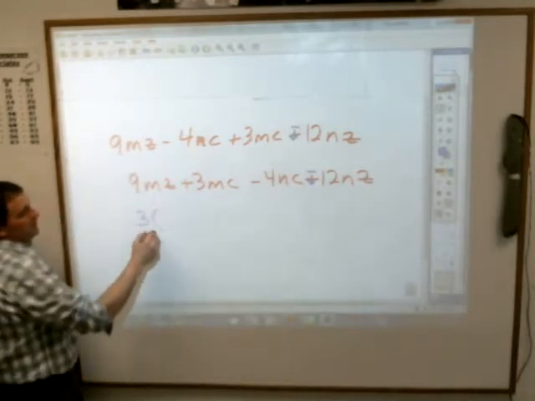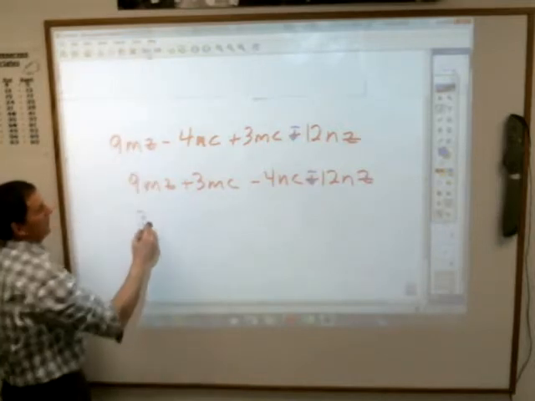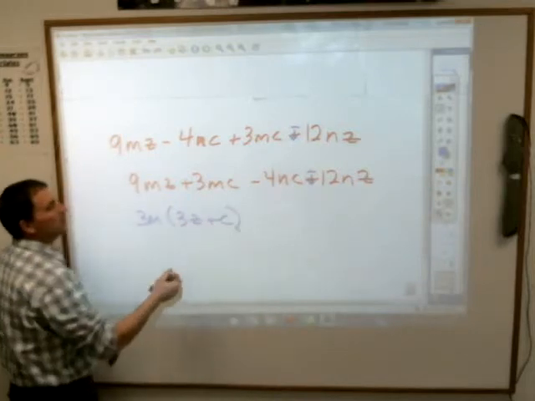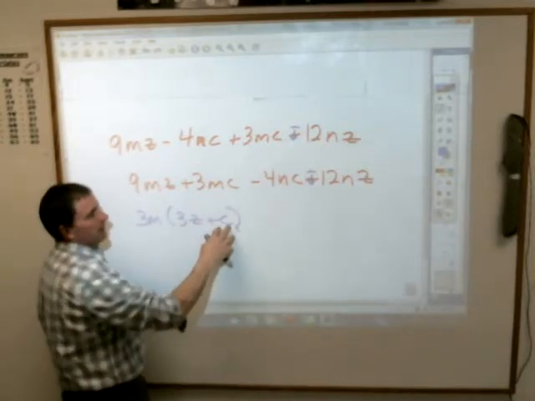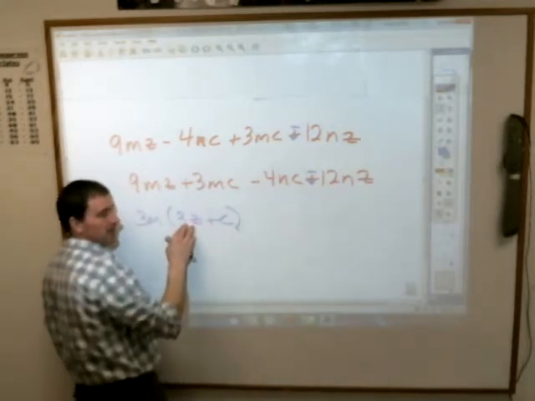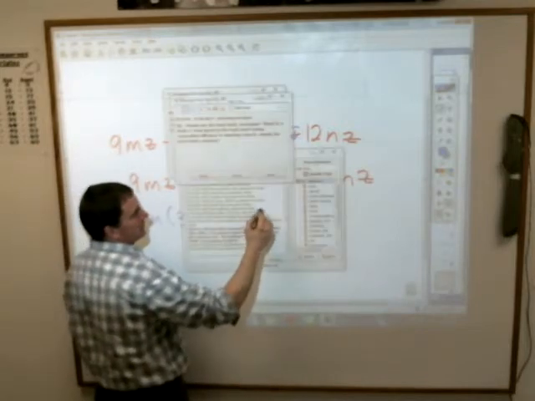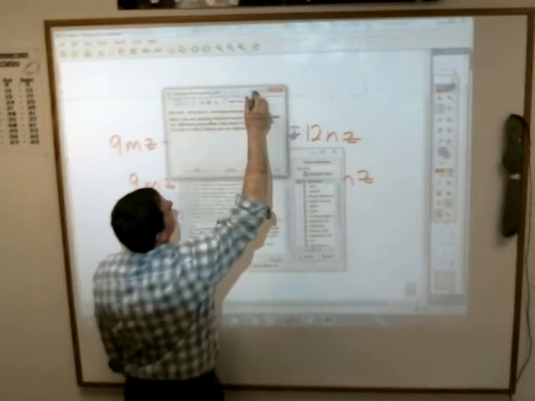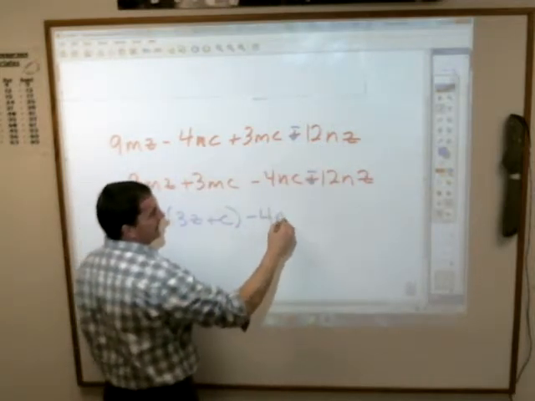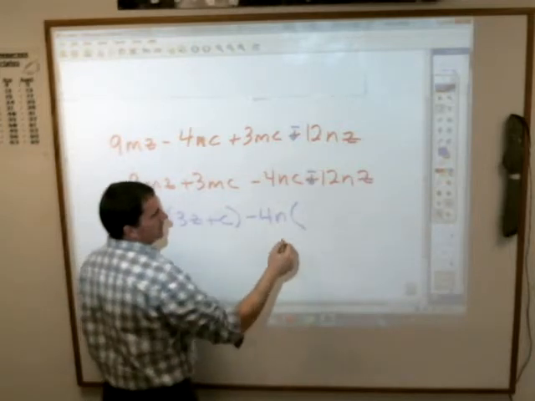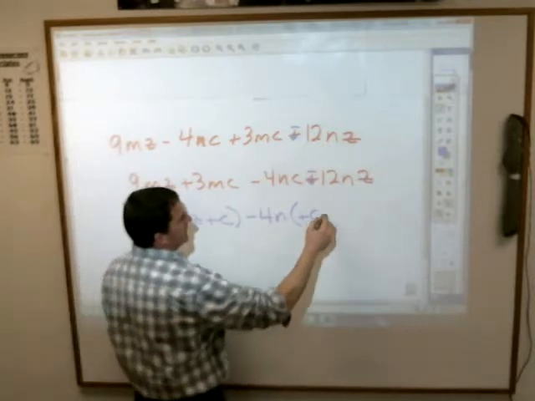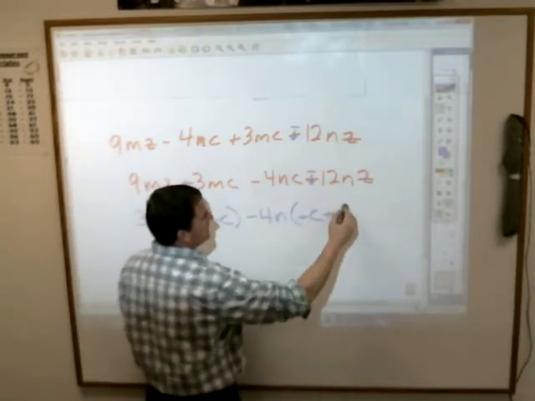So I'm going to take a 3m out and be left with 3z plus c, and I'm hoping I'm getting something that I can work with over here. Since I want this to be a positive thing, I'm going to take a negative 4n out and see what I'm left with. And I take a -4n out, and I'm left with a positive c and a positive 3z.